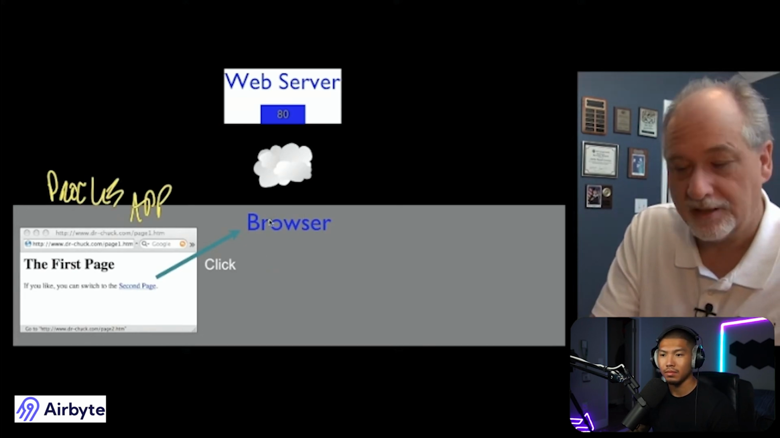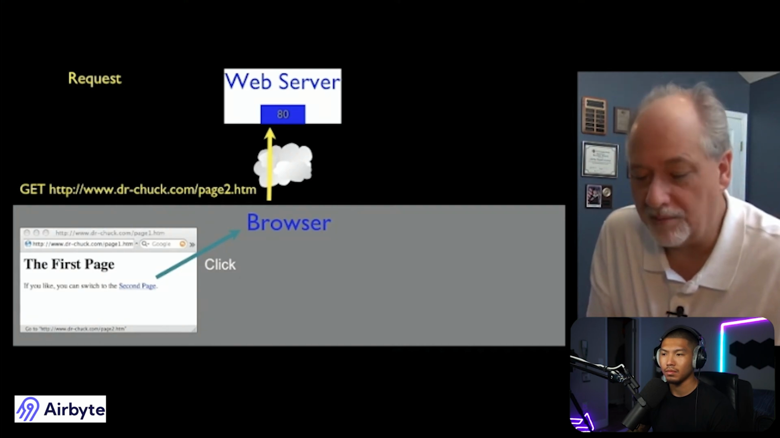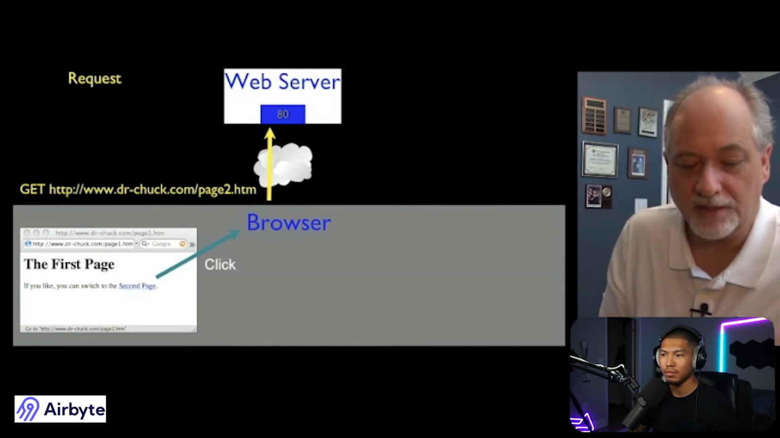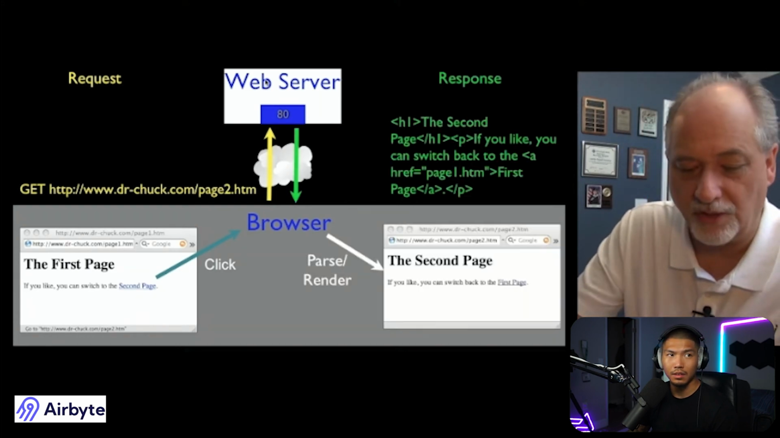When the browser sees the click inside your computer, the browser makes a connection to port 80 on the web server, drchuck.com, and sends the request. This request that it sends is precisely specified by a standard, which we will see in a second. Then the web server does some magic work. Oops, let's go back.